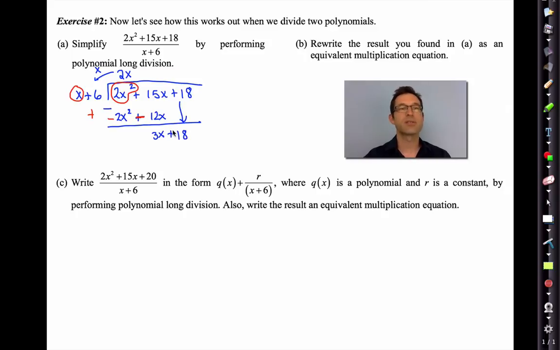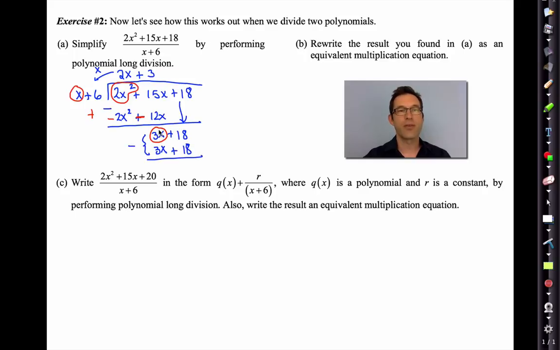What do I do next? I now look at this 3x and this x. And what do I put up here? I put plus, because I have to have it positive, 3. Why do I put plus 3? Because 3 times x is 3x. Right? I got to match those up. These two have to match. All right? Then 3 times 6 gives me 18.